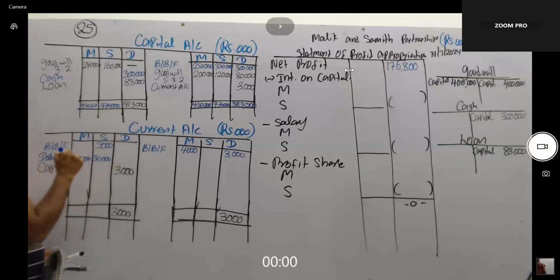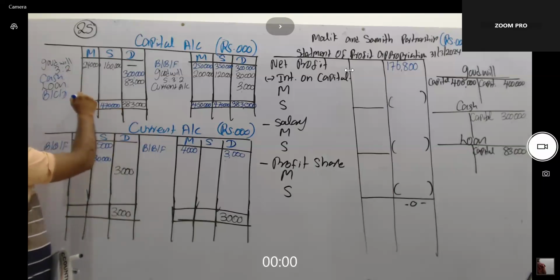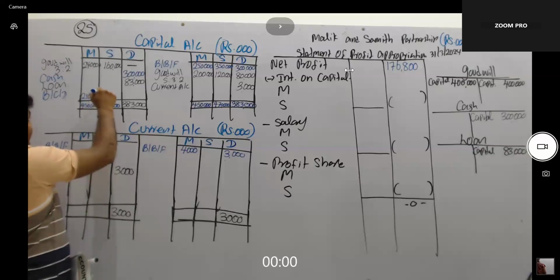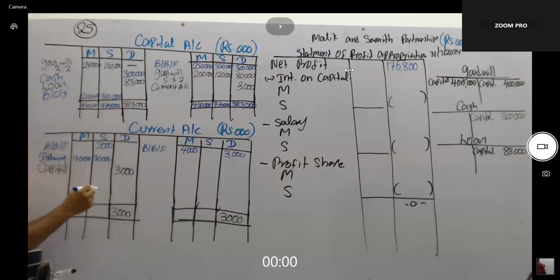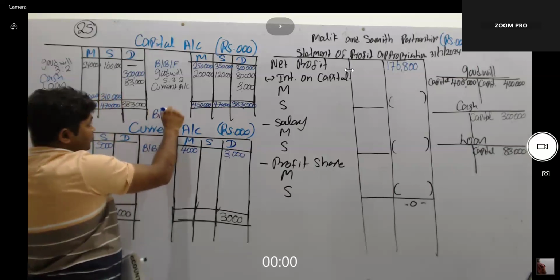Difference value as a balance carry down, BCD. Here the difference value is 210,000, and here the difference value is 310,000. The closing balance is a balance carry down, and that value should be recorded on the credit side as a balance brought forward.